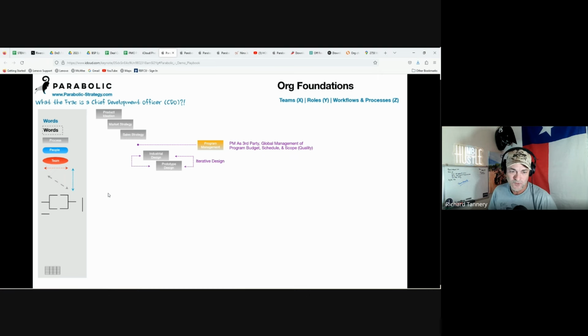In this organization, we're going to envision that manufacturing is likely in-house. And so a lot of the activities will be based on that vertical integration. So you bring in the program management team, and they're going to function as a third party. They will take global management of the program budget, schedule, and scope, maintaining quality of that scope the entire duration of the program. Program meaning it consists of multiple projects, because as I said, these can be extremely complex.